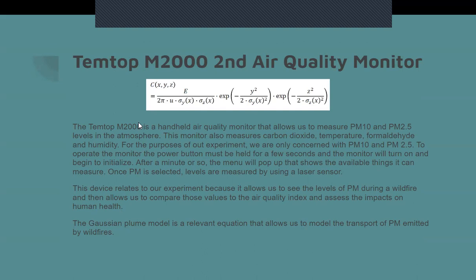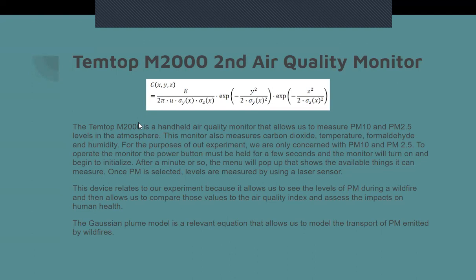This device is a handheld air quality monitor that's going to allow us to measure not only PM10 and PM2.5 levels in the atmosphere, but if desired, carbon dioxide, temperature, formaldehyde, and humidity. For the purposes of our experiment, we're only concerned with PM10 and PM2.5.